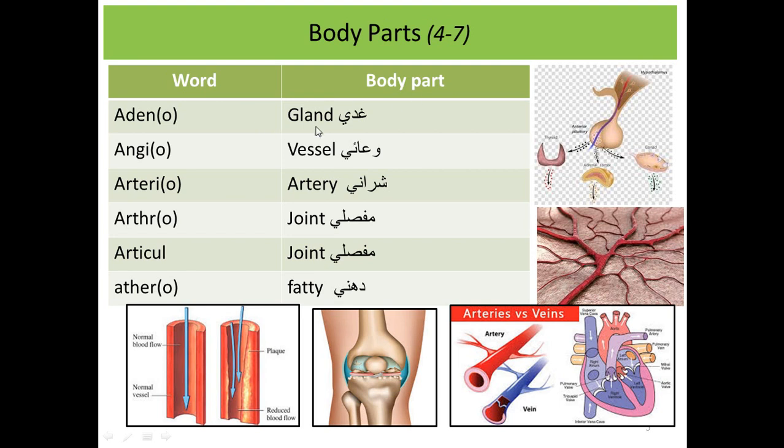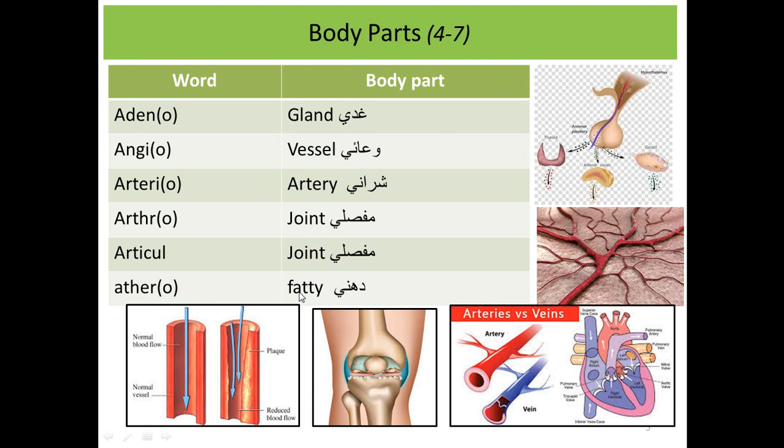Adeno means gland. So we have the pituitary gland, the parotid gland, the adrenal gland. So when we say adeno, we mean gland. Angio means blood vessels. Angiography, angioedema. So it relates to the blood vessels and their related diseases. Arterio means the artery. Arthro means joint, and articular also means the joint.